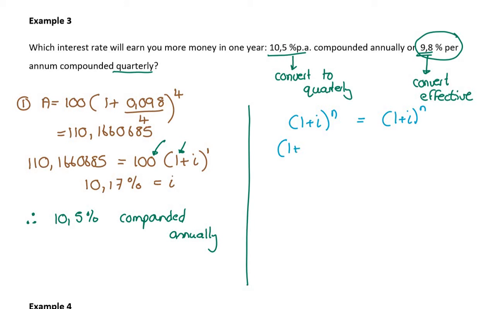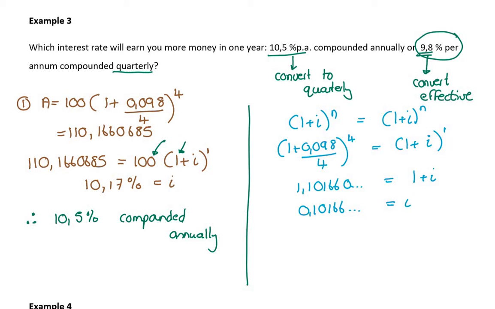So compounded quarterly was 0,098, compounded 4 times a year, so it's 4 times a year. And I'm trying to convert it to an effective interest rate, so it's divided by 1 for 1 year. If I work this out, it's a little bit more tricky because I've got to actually do the calculation. I can't see what it is, like I could in the previous example, but I get 1,10166, blah, blah, blah, and that equals 1 plus i. So I'd subtract 1, and I'd get 0,10166, blah, blah, blah, and I times by 100.